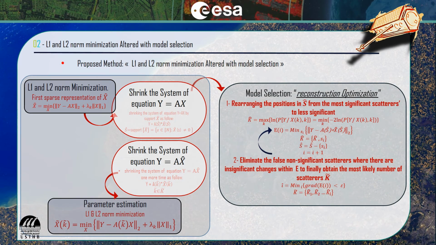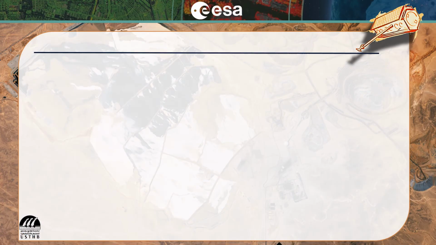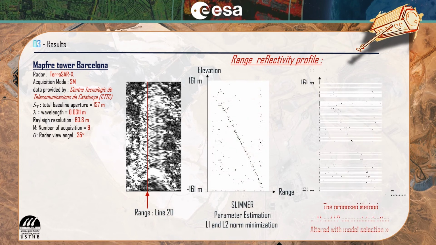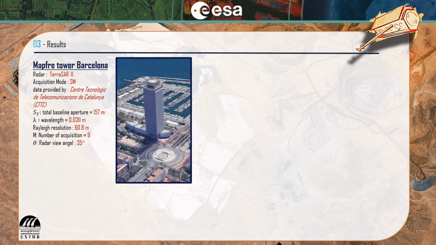In our method, a new model selection is proposed that starts with rearranging the positions of the scatterers from the most significant to the least significant. Then it eliminates the false non-significant scatterers to finally obtain the most likely number of scatterers. In the following, some results of the Mapfre Tower for the 2D range profile of reflectivity. We also did a 3D point cloud reconstruction of the Mapfre Tower of Barcelona projected into the S-axis.